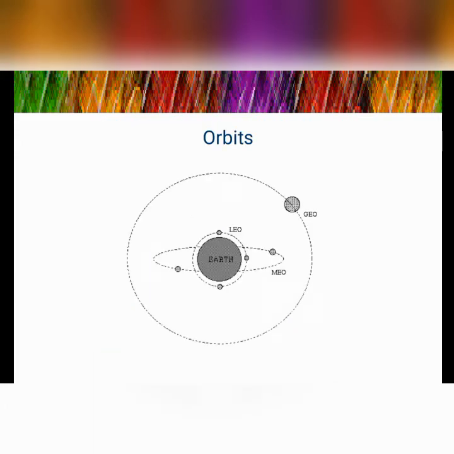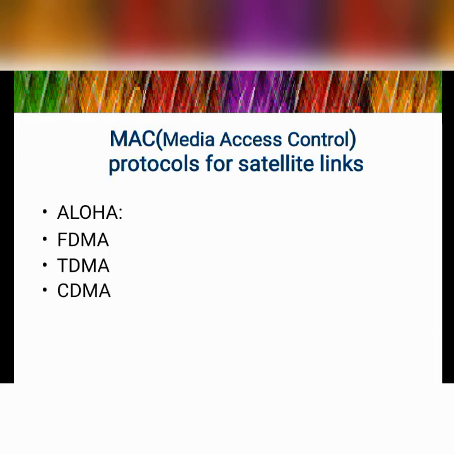These are the orbits given here. In the orbits we are going to discuss LEO, MEO and GEO. LEO means low earth orbit, MEO means medium earth orbit, and GEO means geostationary earth orbit. Then we are going to discuss the MAC, Media Access Control protocols for the satellite links.